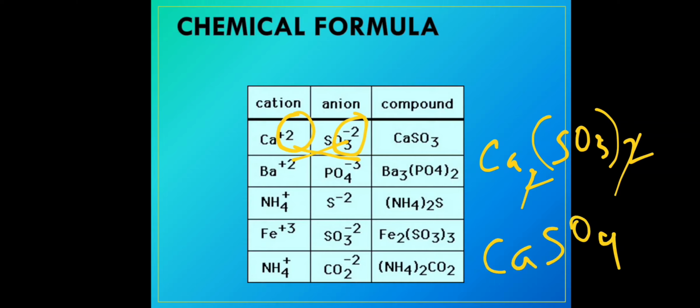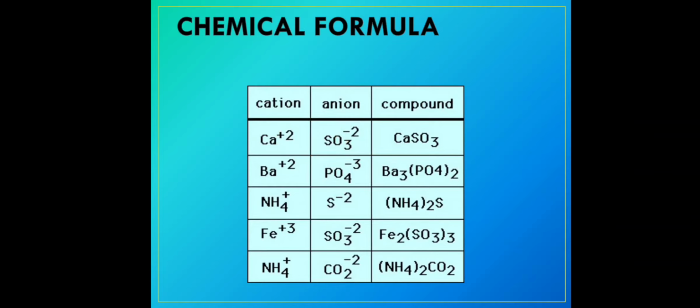So no need for the brackets here. Calcium sulfite is written as CaSO3. Similarly, as we discussed barium phosphate, let's see ammonium sulfide.